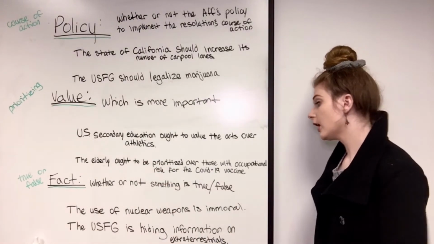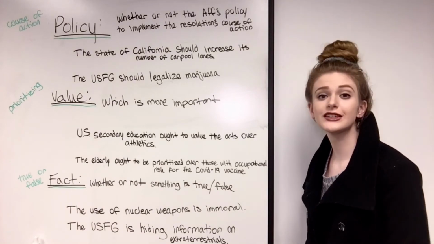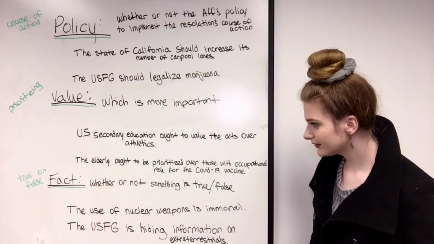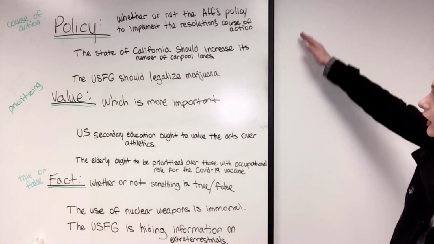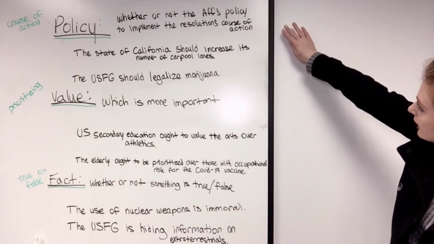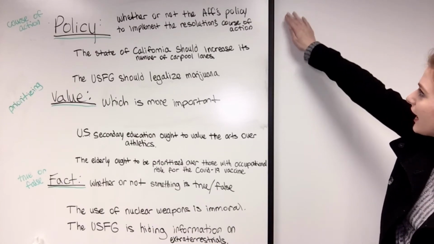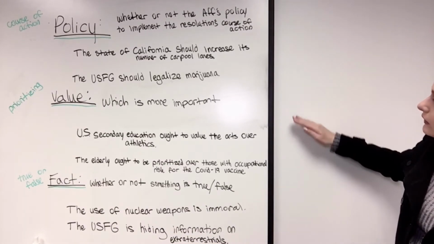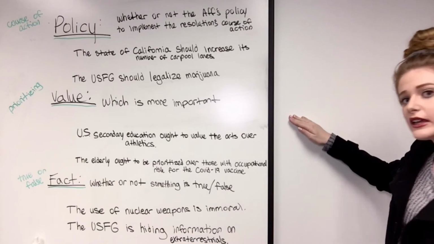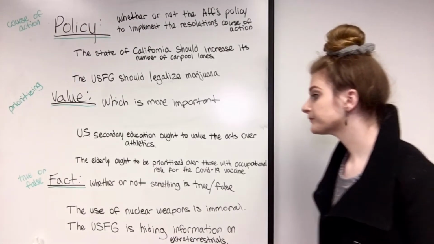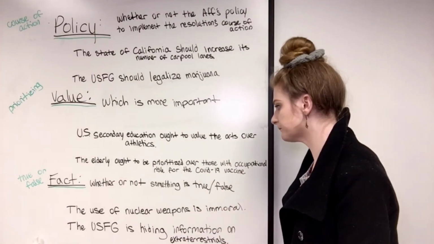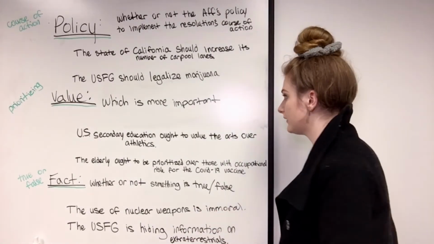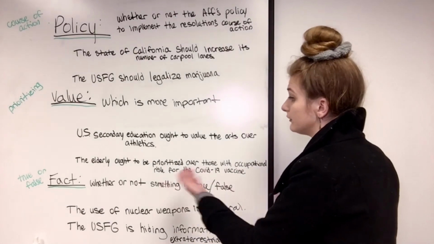That's actually a resolution my partner Tessine and I just encountered at state quals. Now, in summary, we have policy and value. Policy, whether or not to do the course of action that the resolution states, and the AF's policy, and value, which between two things is more important, and how can you demonstrate their value, essentially. That's what your contentions would be doing in a value, is demonstrating the value of either.